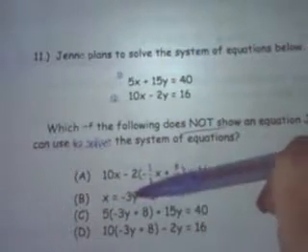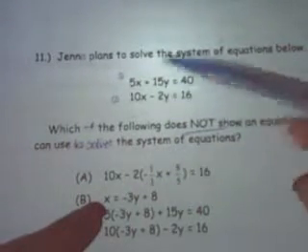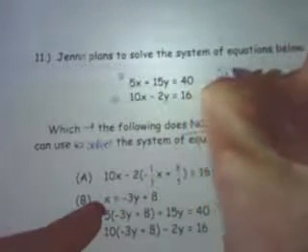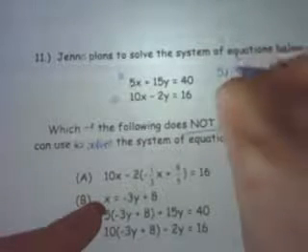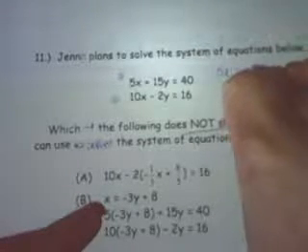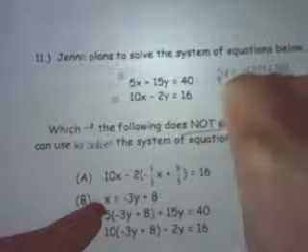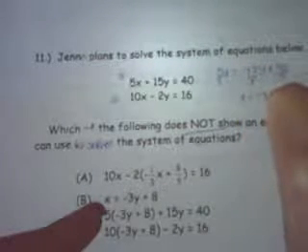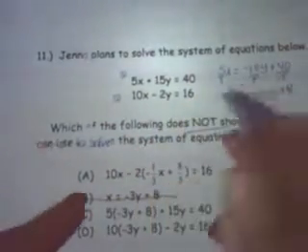They obviously solved one of these equations for x. So let's do that. Let's solve this first one for x. I'm going to have 5x equals negative 15y plus 40. And here I'll divide by 5. So I'm going to get x equals negative 3y plus 8. Is this an equation she can use? Yeah, she can use it. So that's not going to be it because we're looking for the one we cannot use.